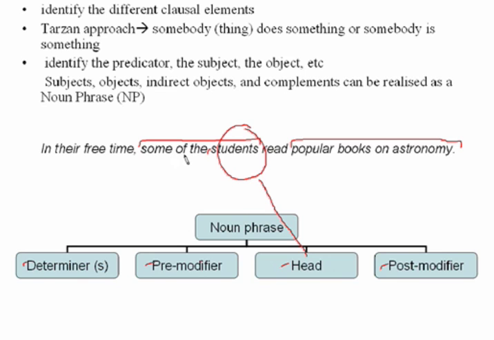All of these things, some and of and the, they are all determiners. And although there are three classes, what these determiners do is they introduce the noun phrase. They delimit how many there are, for example. So all of these are determiners, and there's no post-modifier here.